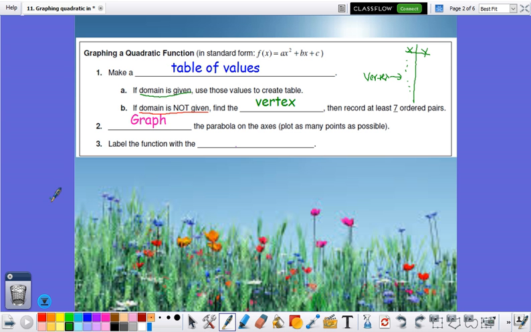After that, we will graph the parabola on the axes. We will always plot as many points as possible unless we have a specific amount of values from the domain, and then we will label the function with the equation.